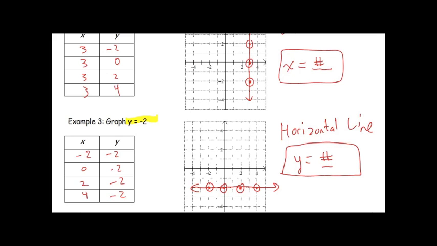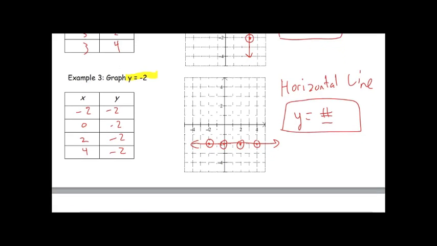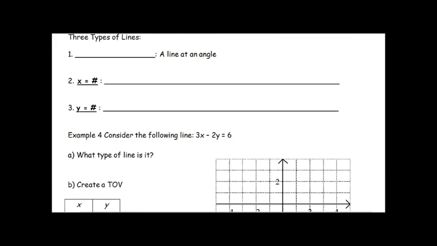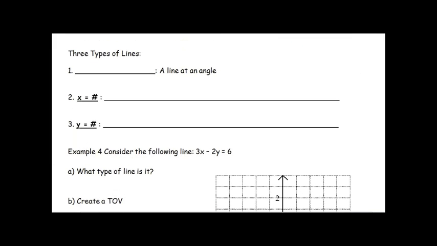Okay, so flipping over to the back side. If we summarize these 3 types of lines, our first one is oblique. An oblique line is just a line that's at an angle. This is a line that will have a non-zero slope. Again, we'll come back to that in more detail in just a little bit.